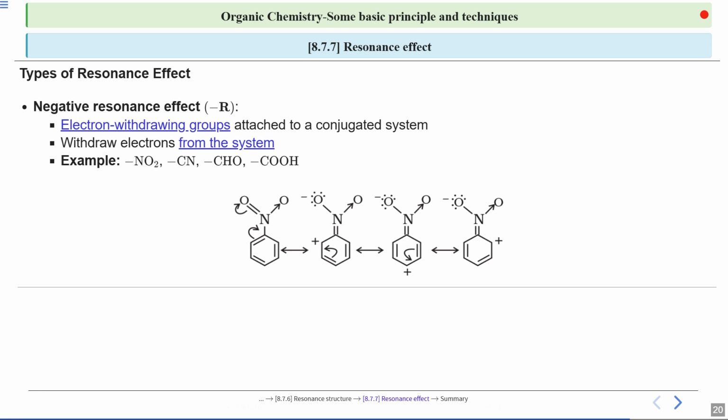Suppose we take an example of nitro group attached to the benzene again. Here, the double bond is being moved between carbon and nitrogen. So you are creating a positive charge on benzene in this process. That means you are making benzene electron deficient due to the attachment of this nitro group in the benzene. Therefore, this nitro group is an example of negative resonance effect and it shows minus R effect.